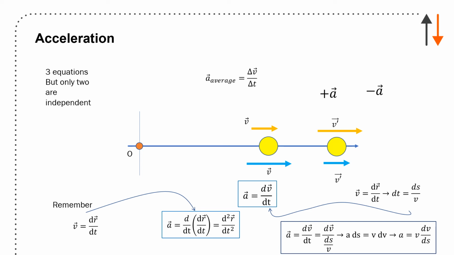So great, I have three equations that I can use for motion: two expressions for velocity and one expression for position. And the fact is that two of them are not independent. So I can't use my acceleration equals dv/dt and my acceleration equals v dv/ds independent of one another. It's the same thing.